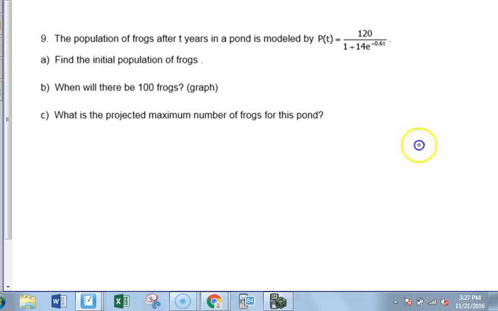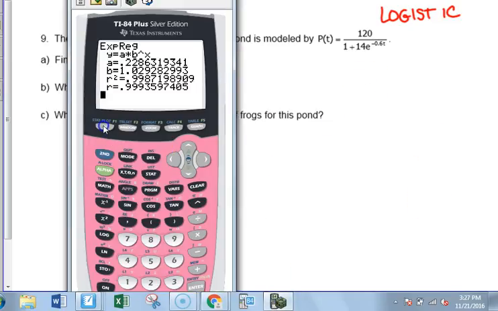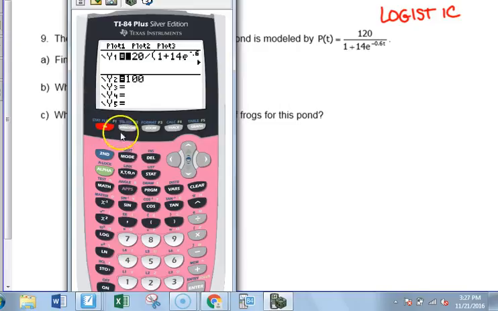All right, guys. Last one. This is a logistic function. Do you remember that? It is some kind of a population. In this case, it's little frogs that have been introduced into a pond, okay? So I would suggest graphing this because it will help us find everything quickly. So I put in 120 divided by 1 plus 14e to the negative 0.6x. All I needed was an extra parenthesis around the denominator.